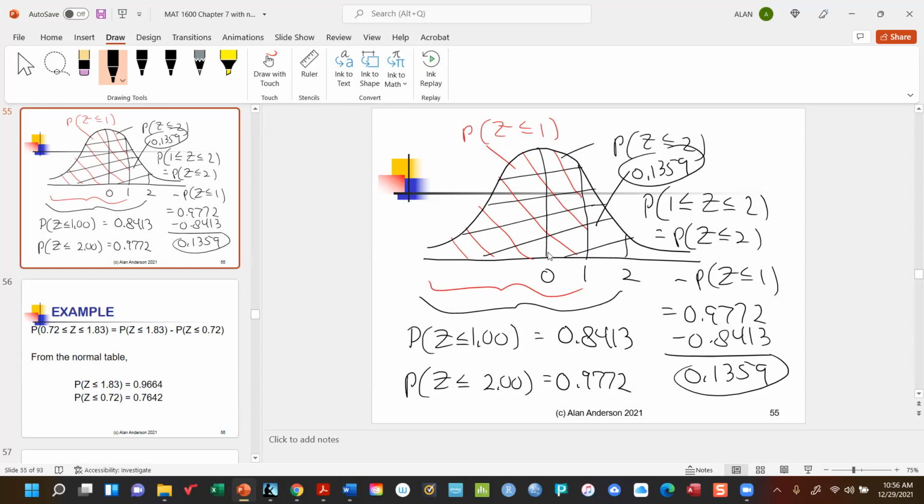Wow, that seemed like a lot of work, but not really. You're just taking the difference between two cumulative probabilities. And by the way, they can be positive or negative. That doesn't matter. Well, with all that being said, let's try another example.